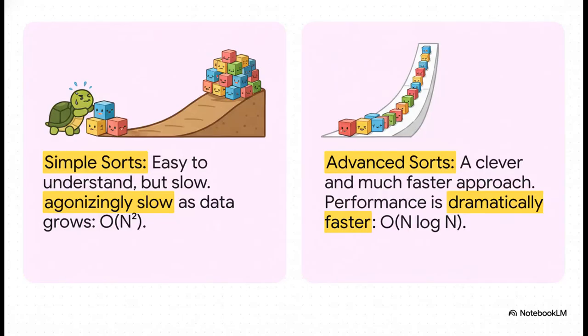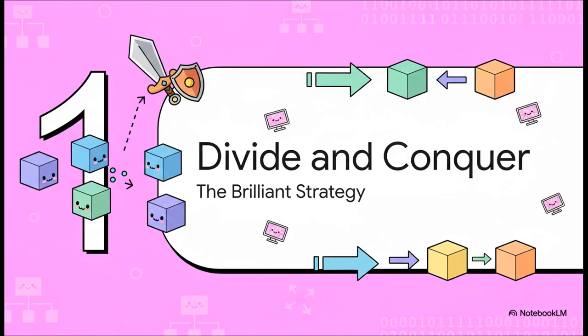And that really gets us to a core idea in computer science. See, on one side, you've got your simple sorts. They're easy to wrap your head around, but their performance, what we call O(n squared), gets painfully slow as your list grows. Like, if you double the items, it takes 4 times longer. Yikes. But on the other side, you have advanced sorts like merge sort. Their performance is what we call O(n log n), which is just ridiculously faster and makes sorting huge amounts of data actually possible. The secret to that speed? A truly brilliant strategy. And that strategy is called divide and conquer.